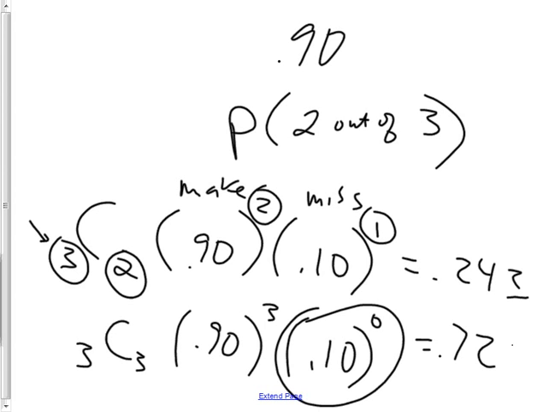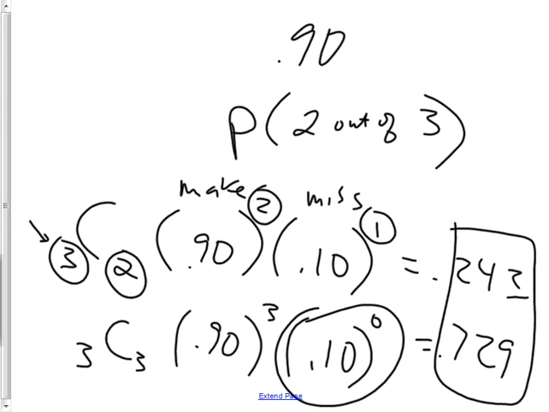729? So it's pretty likely the kid's going to make all 3 of them if he's a 90% free throw shooter. It's about a 72.9% chance of it. If you put these together, there's a 97% chance that it'll be one of those.